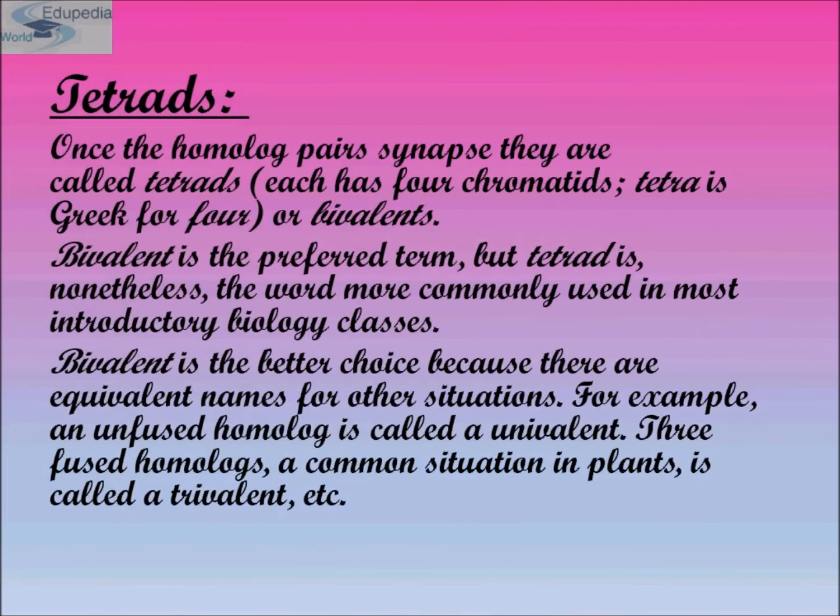They form tetrads. Once the homolog pairs synapse, they are called tetrads, or bivalents. Bivalent is the preferred term, but tetrad is nevertheless the word more commonly used in most introductory biology classes. Bivalent is the better choice because there are equivalent names for other situations. For example, an unfused homolog is called a univalent. Three fused homologs, a common situation in plants, is called a trivalent.